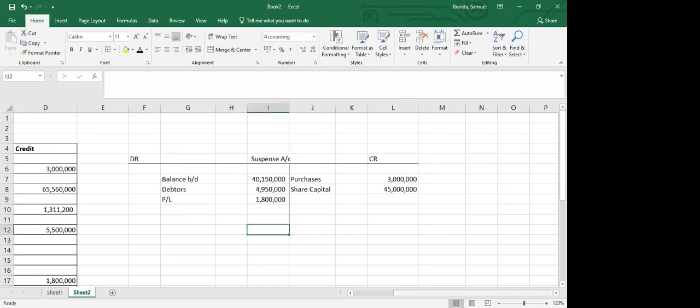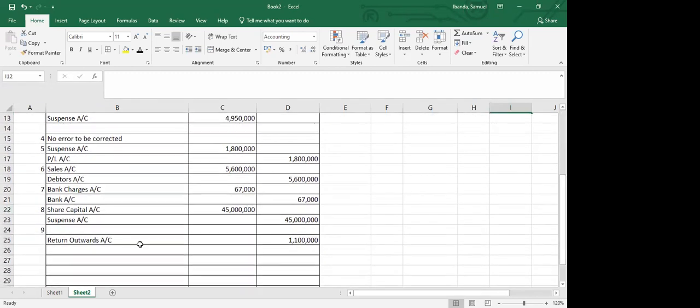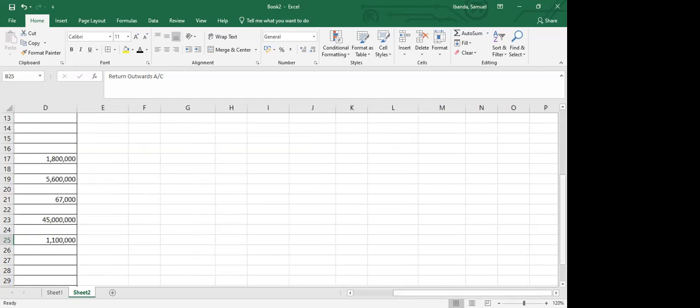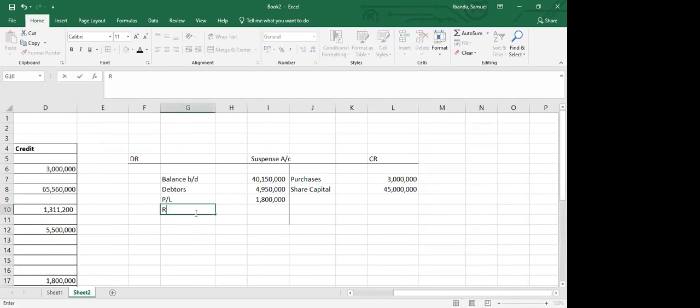And then, is there any other? Yes, this one I think I had not finished. As I was crediting my return inwards, this was also supposed to be suspense account for me to finish the transaction, like I've explained earlier on. So I also have something on the debit side that relates to suspense. So I'll go to my suspense account. This is returns. You see, I usually use the alternative account name here. Return outwards. This is 1.1.